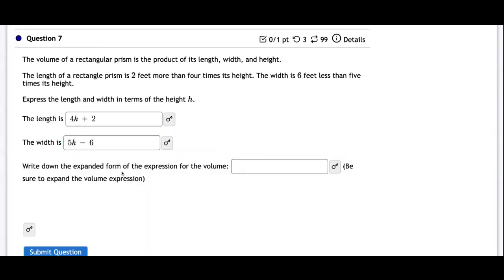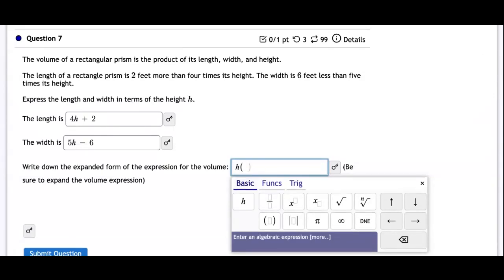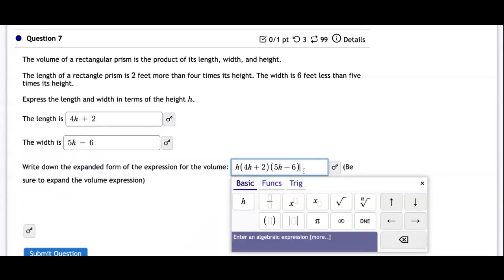So write down the expanded form for the volume. So what would it be? It would be h times 4h plus 2 times 5h minus 6. Then you just simplify from here. You just multiply out, right? Because they want expanded form. You just have to multiply them. Does this make sense?